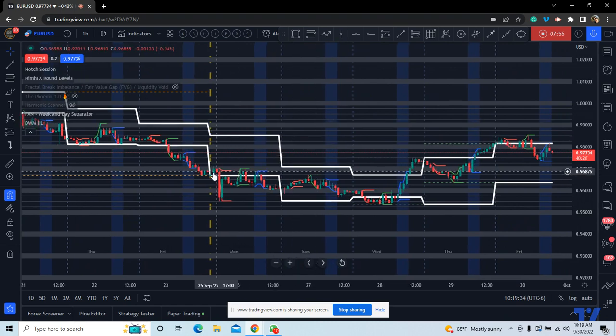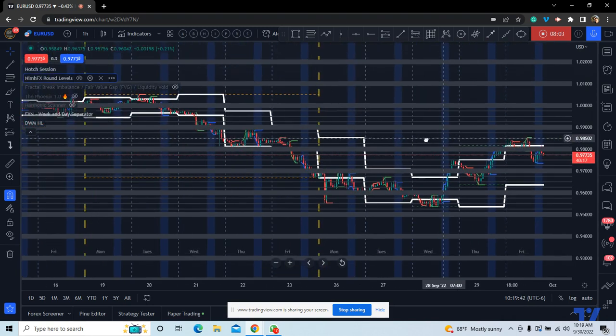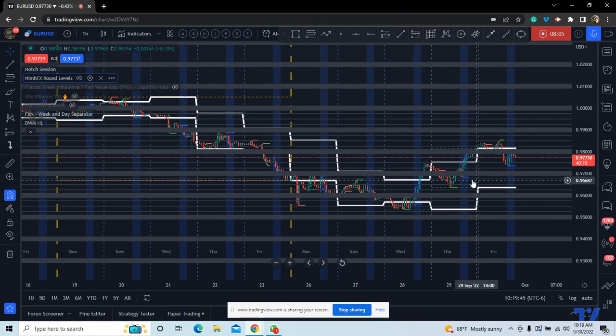So for instance, we are in between, more or less. We're in the lower third, so the bias potentially for the start of the next month, quarter, and week is to the upside. We're working our way up towards the prior week lows.